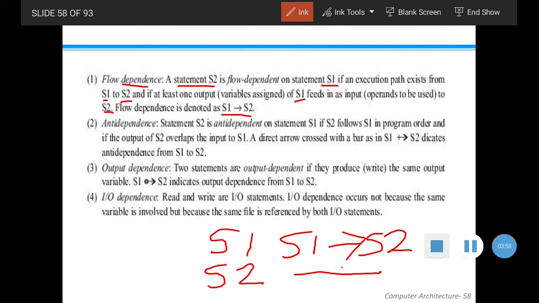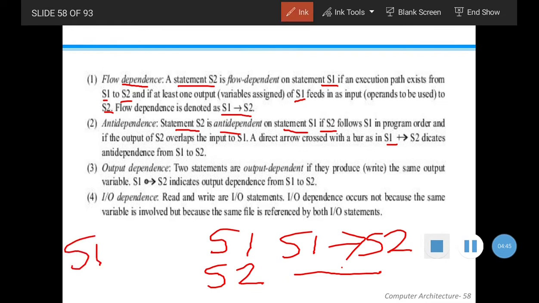Similarly, we have anti dependence. Statement S2 is anti dependent on statement S1 if S2 follows S1 in program order, and if the output of S2 overlaps the input to S1. A direct arrow crossed with a bar, as in S1 arrow with a dash line, denotes anti-dependence from S1 to S2.